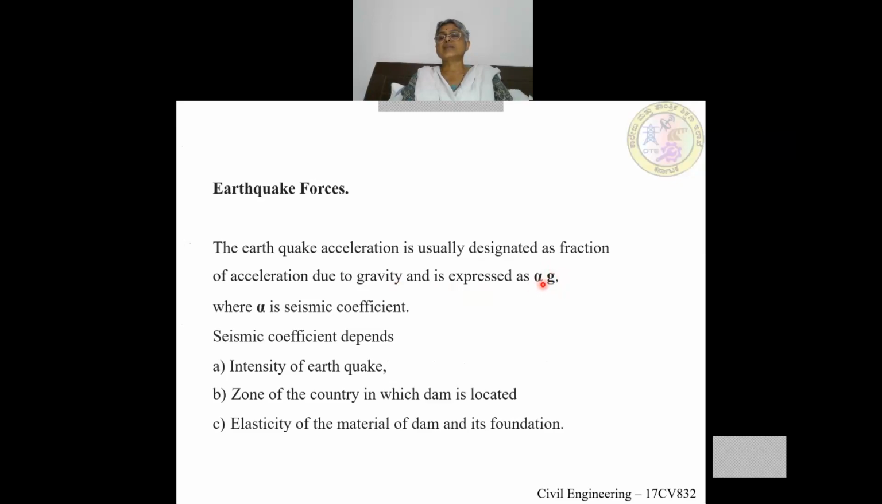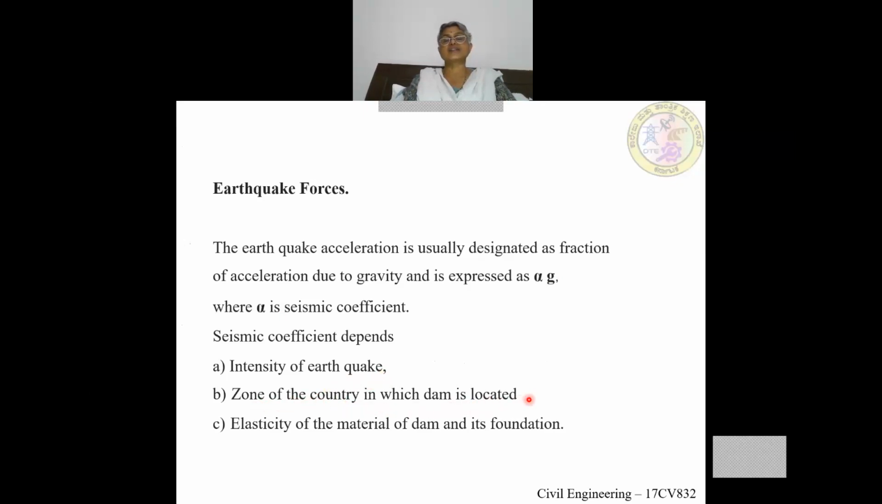It is multiplied by alpha, a seismic coefficient. So earthquake acceleration is expressed as alpha into g, where g is acceleration due to gravity and alpha is a seismic coefficient. This value of seismic coefficient alpha depends upon the intensity of the earthquake, whether it is strong or weak, and on the zone of the country in which the dam is located.